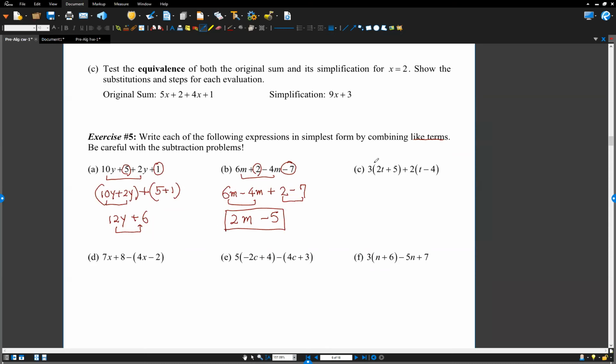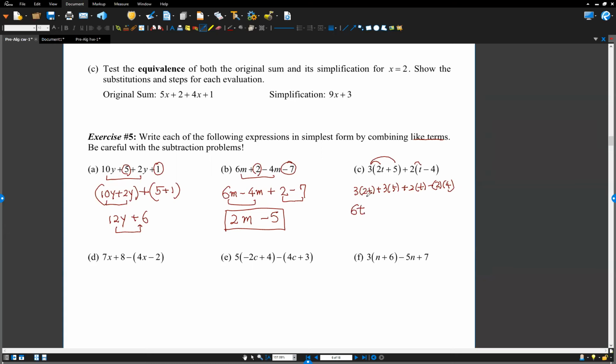3 is distributed, right? You know that 3 times 2t, 3 times 5, 3 times 2t plus 3 times 5, and plus 2 times t minus 2 times 4. That is the distributive property. After that, you can simplify, right? 3 times 2 is what? 6.